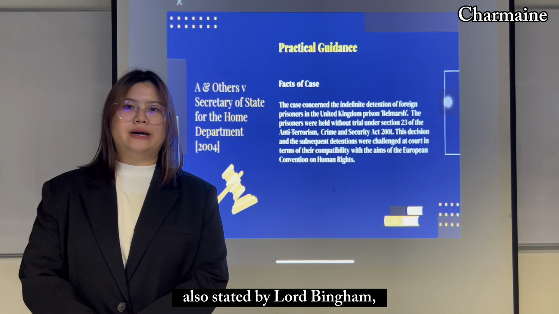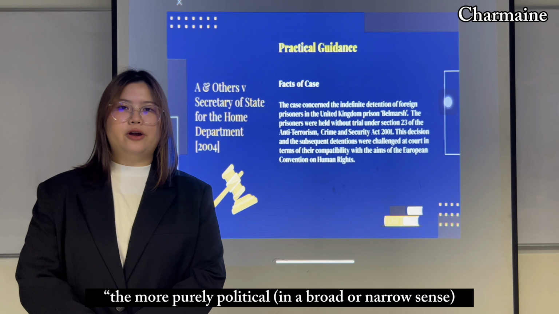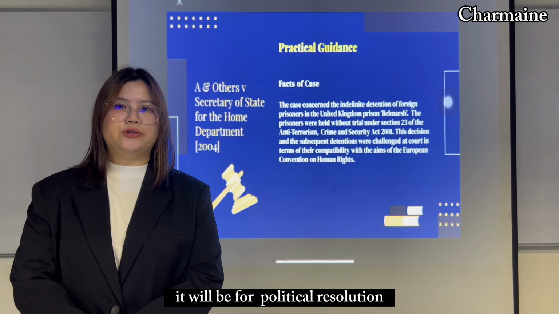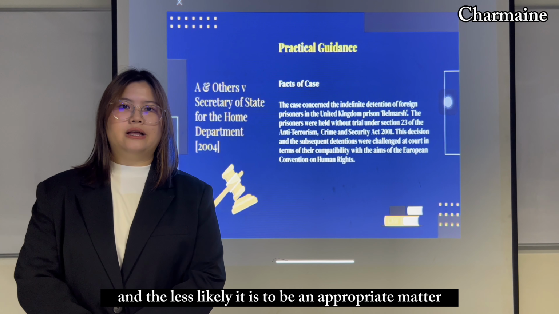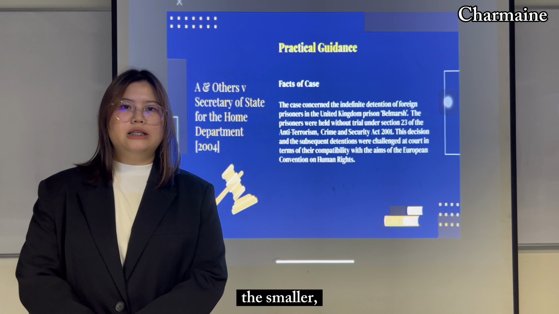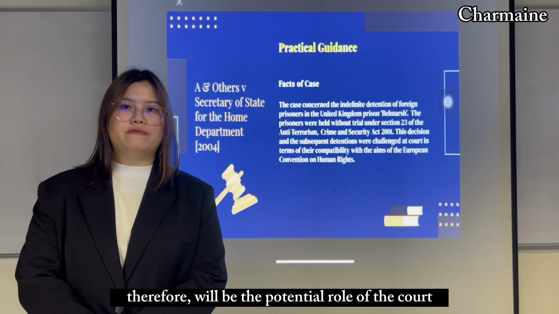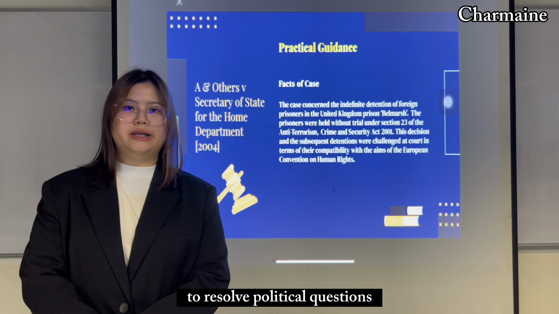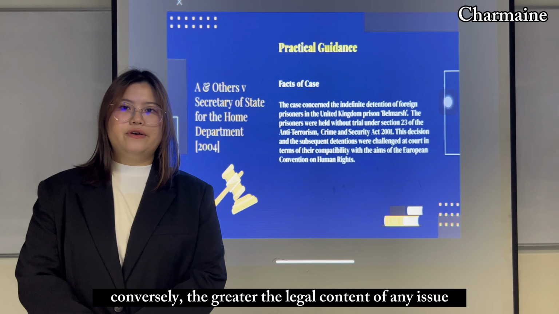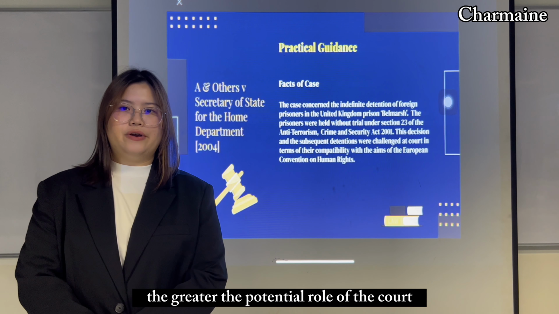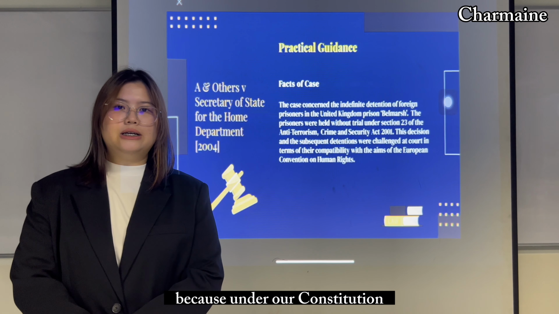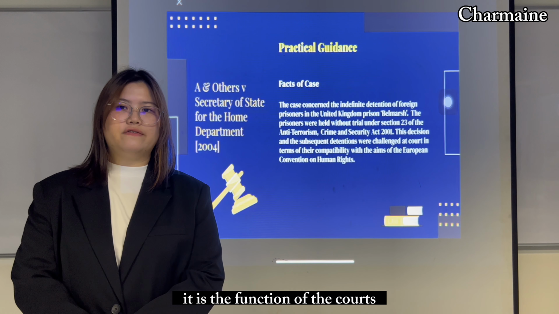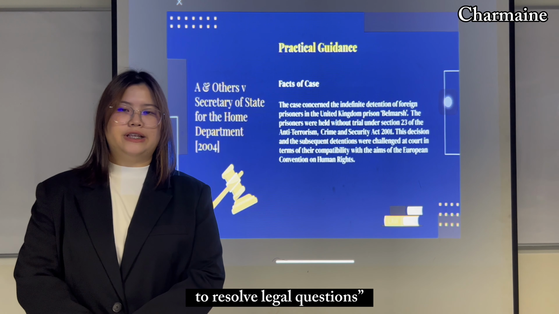Also stated by Lord Bingham, the more purely political in a broad or narrow sense the question is, the more appropriate it will be for political resolution and the less likely it is to be an appropriate matter for judicial decision. The smaller, therefore, will be the potential role of the court. It is the function of political and not judicial bodies to resolve political questions. Conversely, the greater the legal content of any issue, the greater the potential role of the court, because under our constitution and subject to the sovereign power of Parliament, it is the function of the courts and not the political bodies to resolve legal questions.